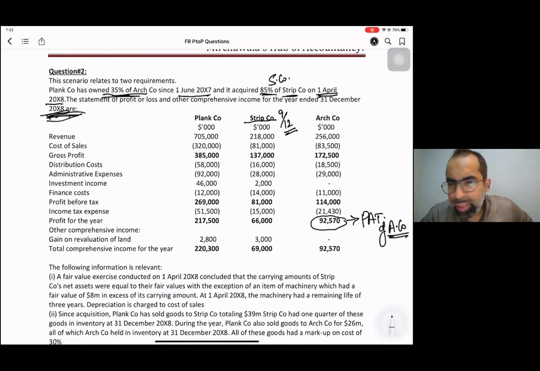So the parent company is yours for the whole year. In all questions, the parent company's data will come complete. But for the subsidiary company, you have to do 9/12 because this is an income statement question and you just check the date. And for the associate, the complete year.